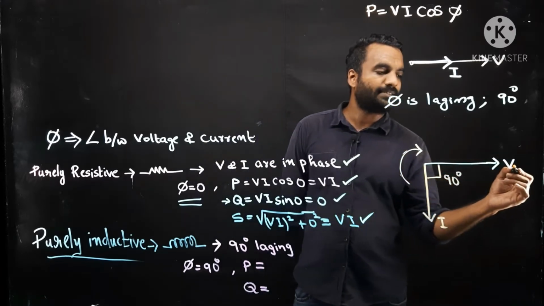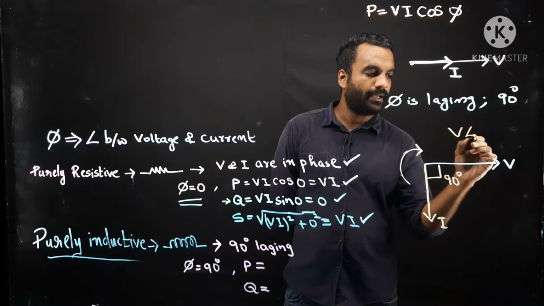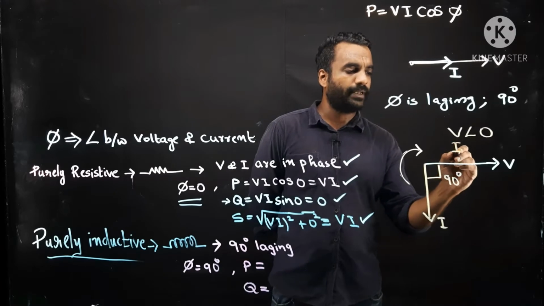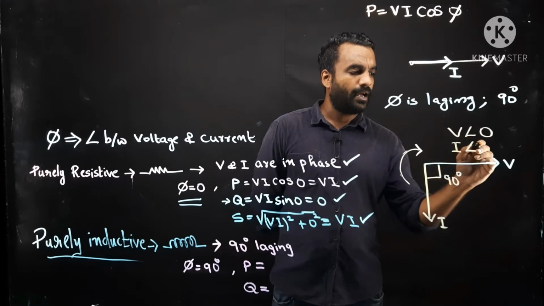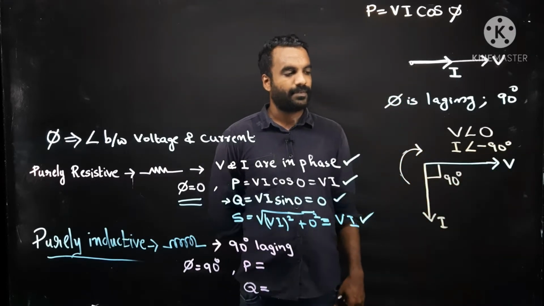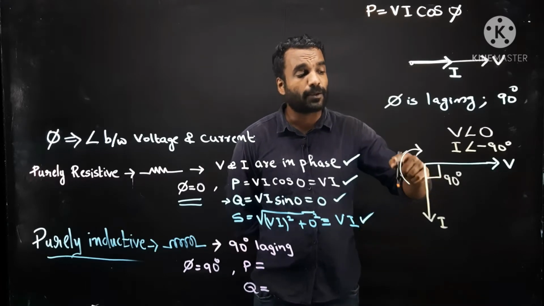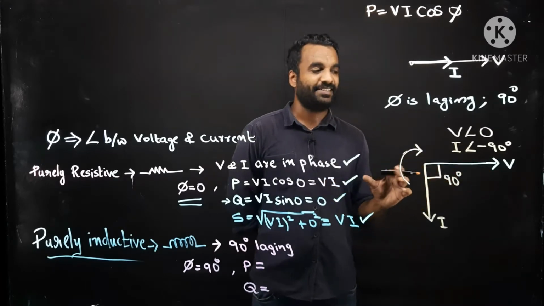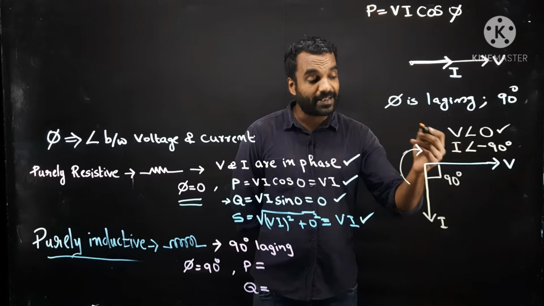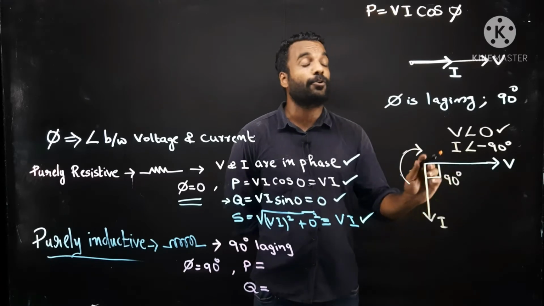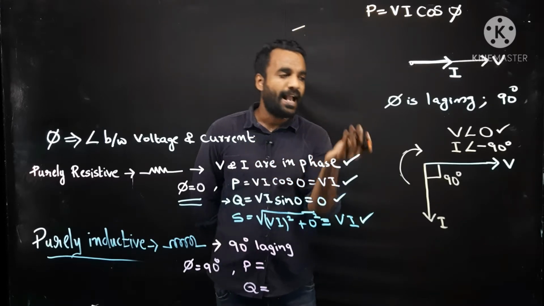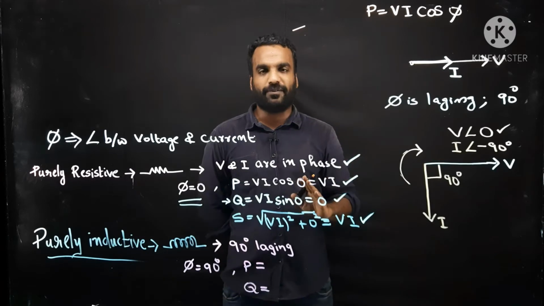So if the voltage is taken as V angle 0, current should be taken as I angle minus 90 degree. Why? You are following in clockwise direction. Who is appearing first? That is voltage. So it is reference, so its angle is 0. In clockwise direction, after 90 degree only you are seeing current. Clockwise angle means you have to give negative degree. Anti-clockwise angle means you have to give positive degree.